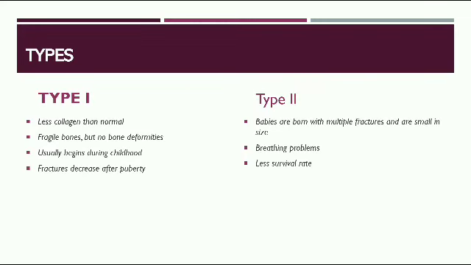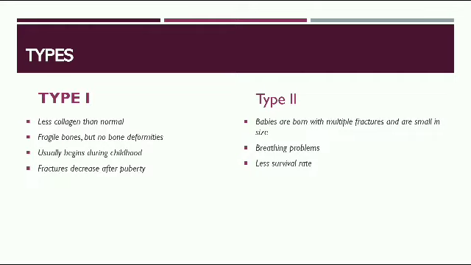So today we are going to study the 4 types of osteogenesis imperfecta. Starting with type 1. In type 1 there is less collagen than normal. The collagen content which is present in a normal person is less in osteogenesis imperfecta type 1.